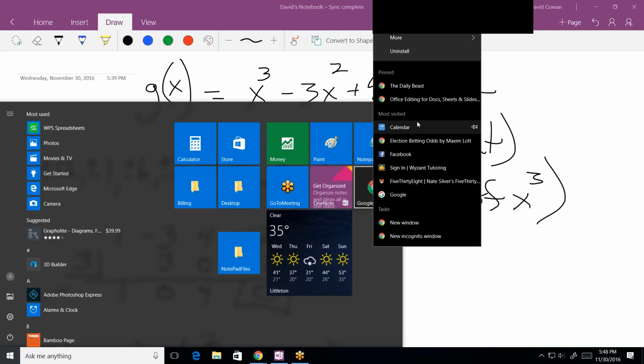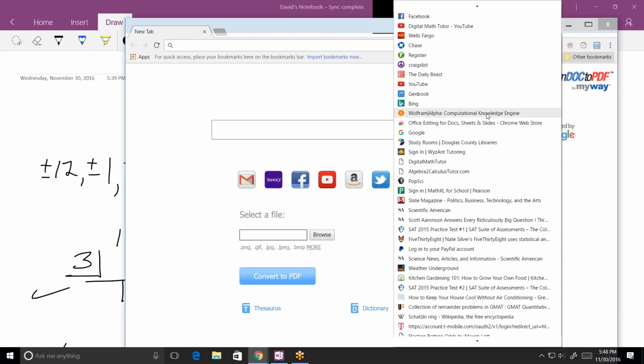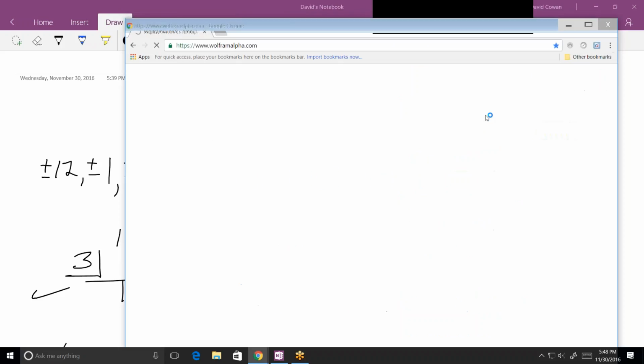Wow, I haven't been using Wolfram Alpha enough, I guess. It's not on my main menu. I need my keyboard for this. Hold on.